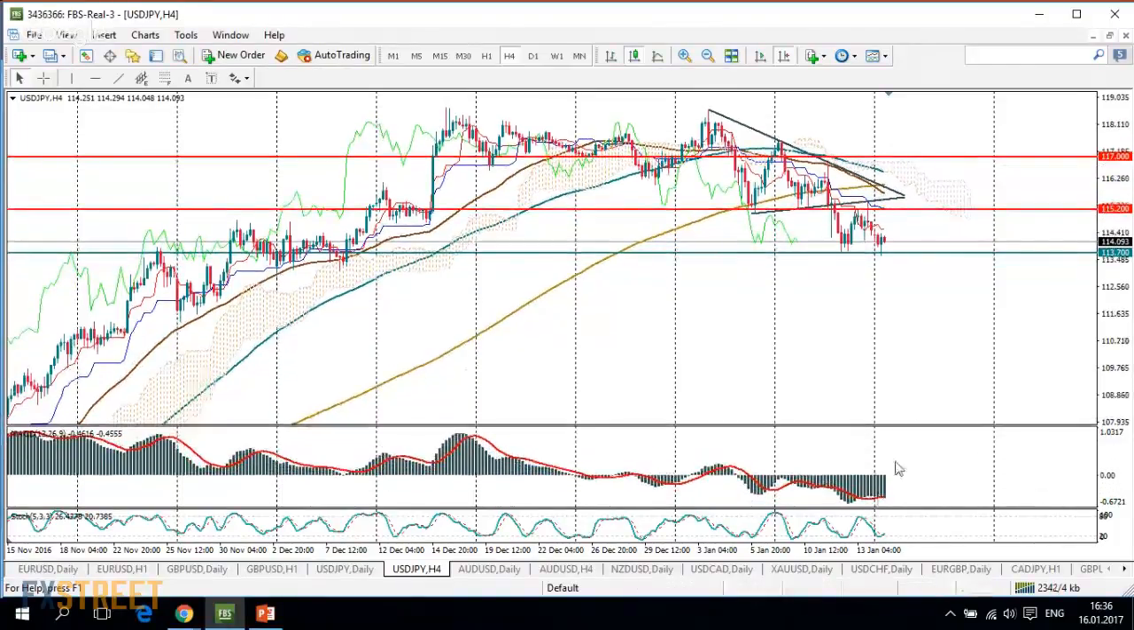Looking at the MACD indicator, we can expect some stabilization, some consolidation of the pair in this area, but the signal from the moving averages on the 4-hour chart is more negative. So some time at least should pass, or some bullish driver should appear, to push dollar yen back above the 115.20 mark.